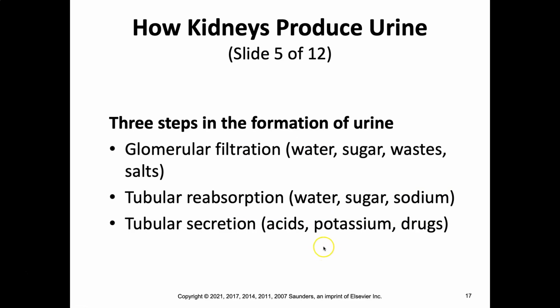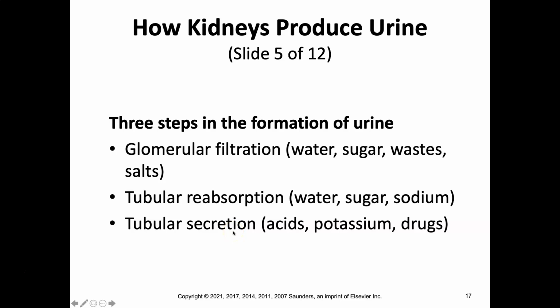This stage is the first step in the formation of urine. It's that filtration, glomerular filtration. Water, sugar, waste, salts taken out. Now, there is the next step where at the tubular part, they are reabsorbing water, sugar, and sodium. Okay, water, sugar, and sodium get reabsorbed. Also in the tubular secretion, after reabsorption, there's a period where acids, potassiums, and drugs are secreted in.